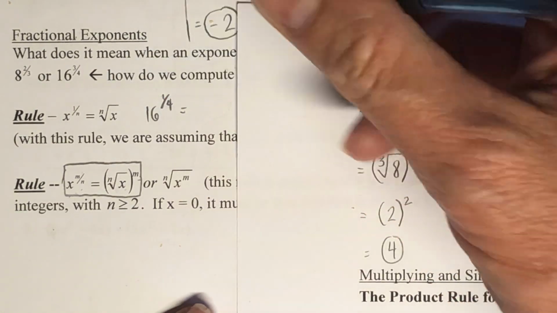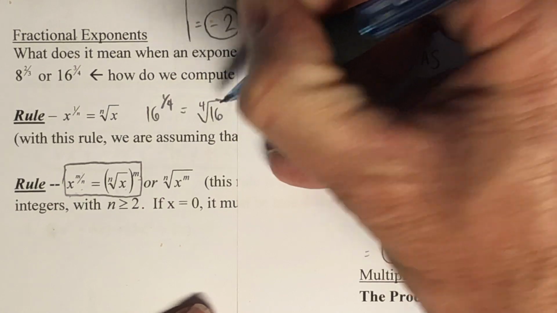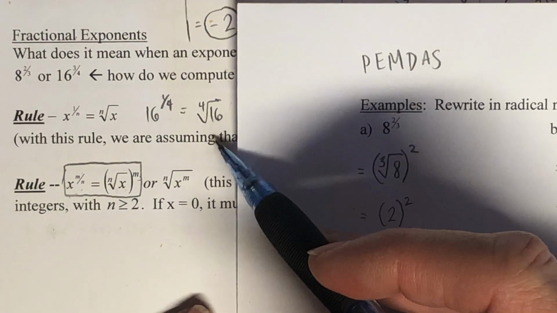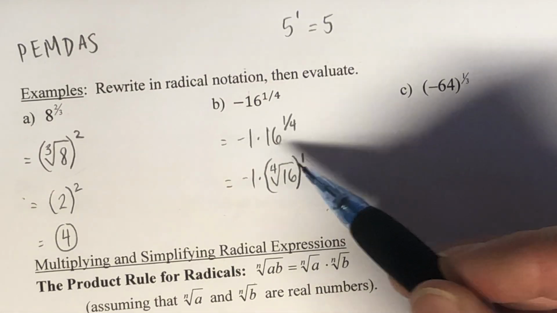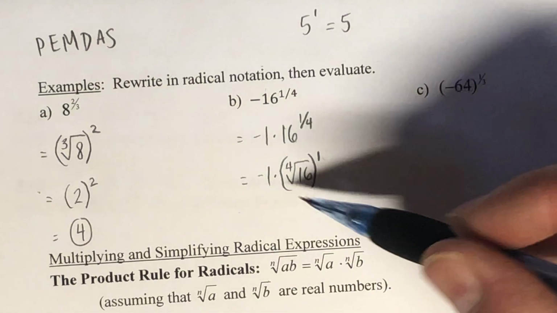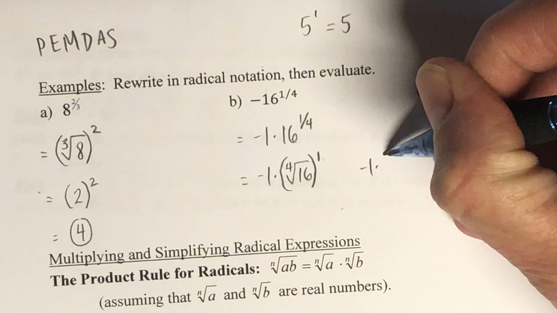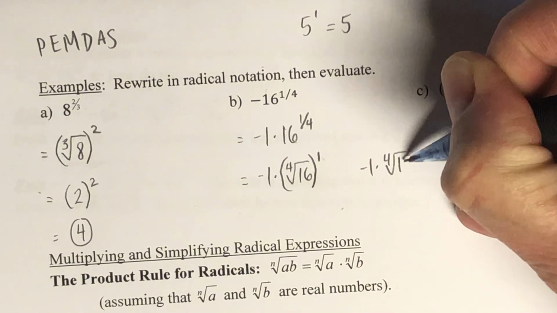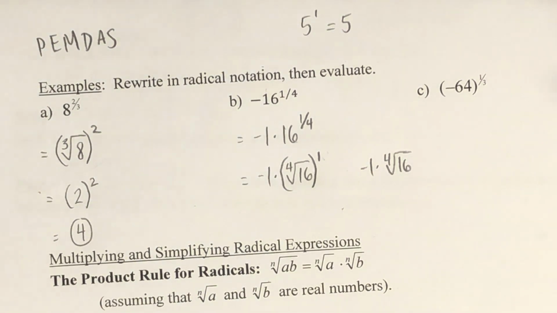You don't need to do anything with the 1, and it would have just been 4 to the 4th root of 16 right there. Okay, the 4th root of 16 is the same thing as the 4th root of 16 to the first power. And so that's why you could have just said negative 1 times the 4th root of 16. You could have written this if you wanted to as well, because that 1 on the outside of the bracket there isn't going to make any difference. Okay, you take something to the first power again, it doesn't change anything.